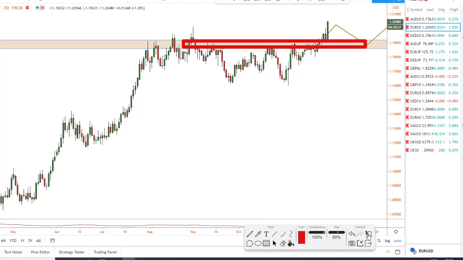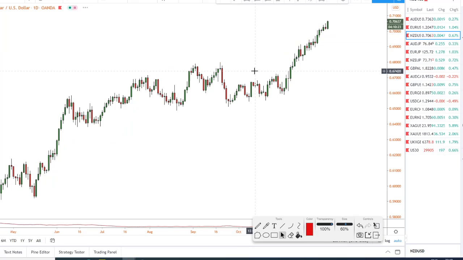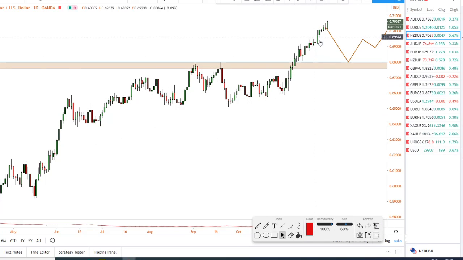Okay, so the next pair here is New Zealand US dollar. Again, this is an uptrend, and this is a zone that I'm interested in. If the price comes back to this level, then I'll be looking for a buying opportunity, and we might get a very good opportunity there.